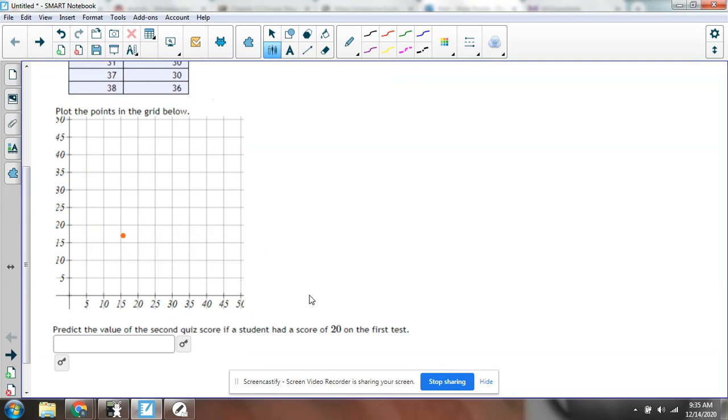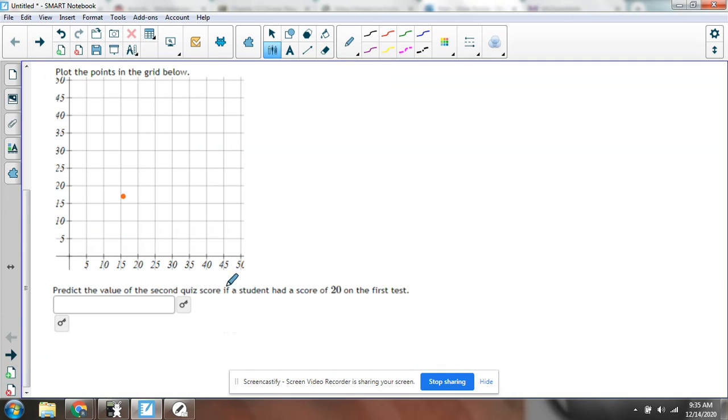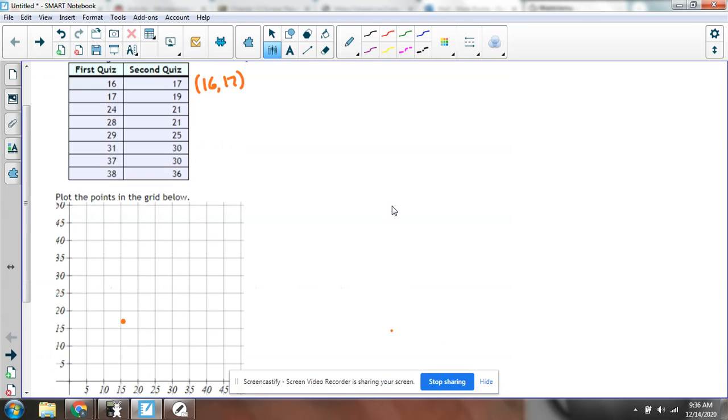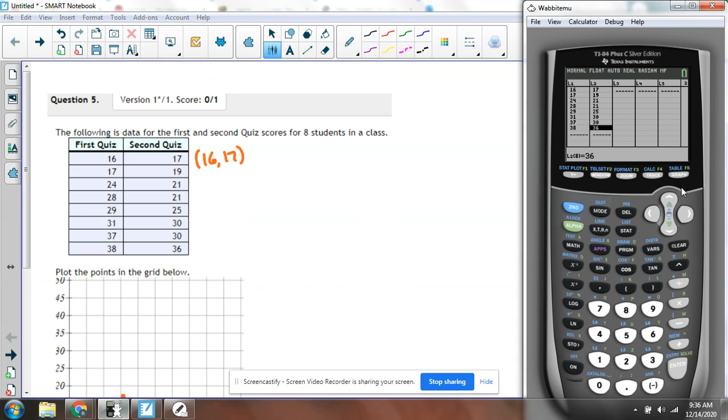So the next thing you need, it says predict the value of the second quiz score if a student scored a 20 on the first test. Well, before I can do that, I need to figure out the regression equation that relates the two pieces of data. So I'm going to start by putting it into my L1 and L2. I put first quiz into L1, second quiz into L2. So now I'm going to go to Stat, over to my Calc. I'm going to calculate a linear regression line.